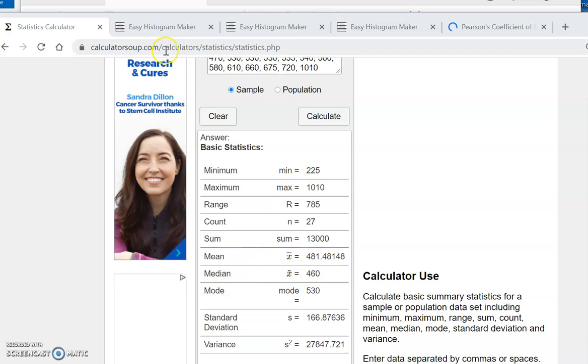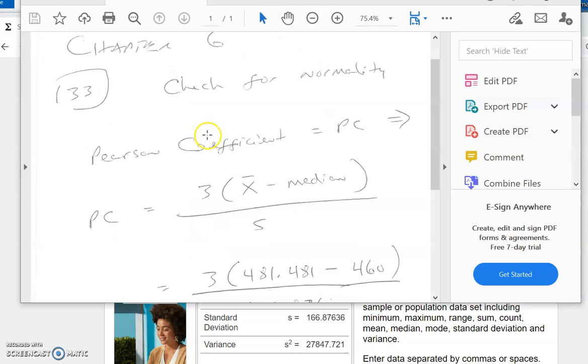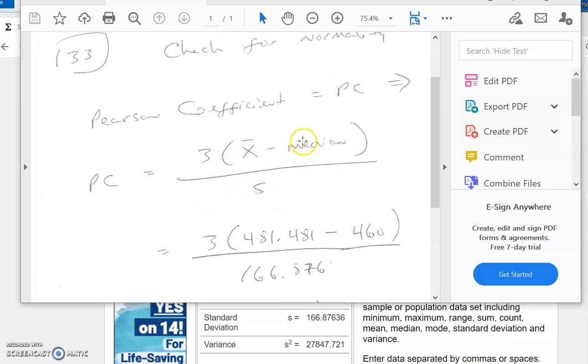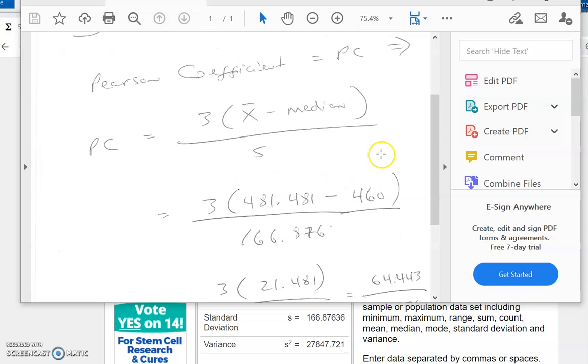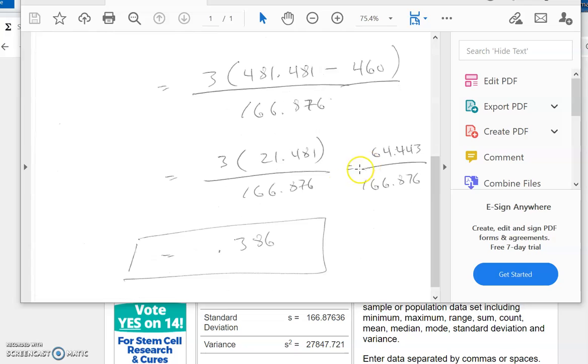Now I'll take a look at this. I wrote that out for you. This is using the Pearson coefficient, called PC, which is on that page I just showed you, page 334, section 6-2. It's 3 times X bar take away median. This X bar take away median gives you an idea of how different X bar is from the median. Is it way different or not so much different? Then you multiply by 3 and divide by the sample standard deviation. Crank that out, and you come up with 0.386.